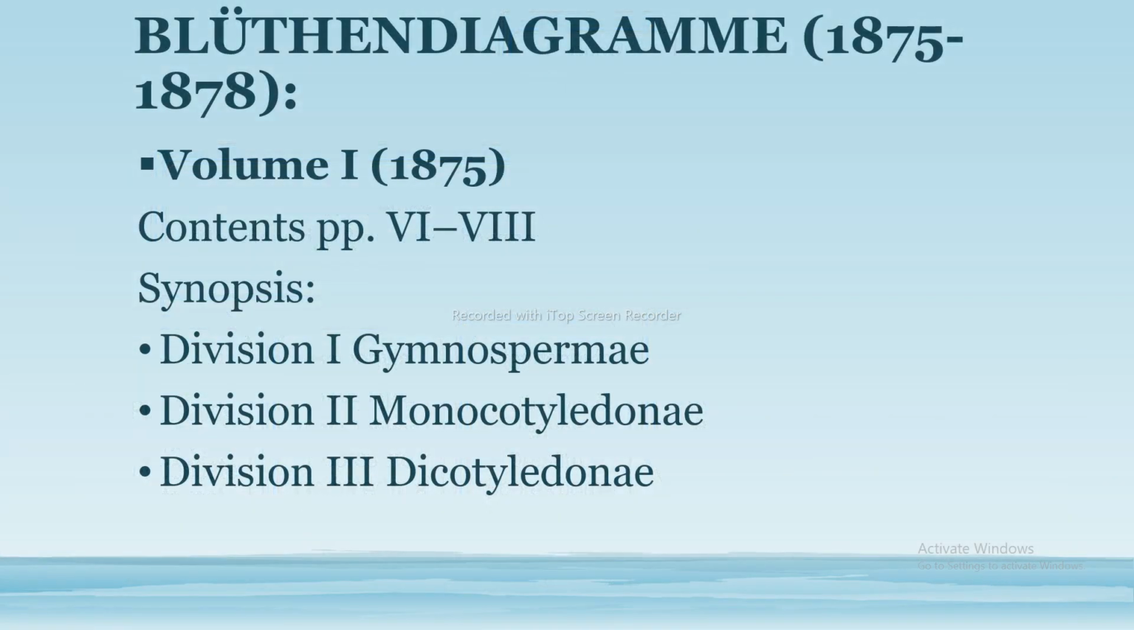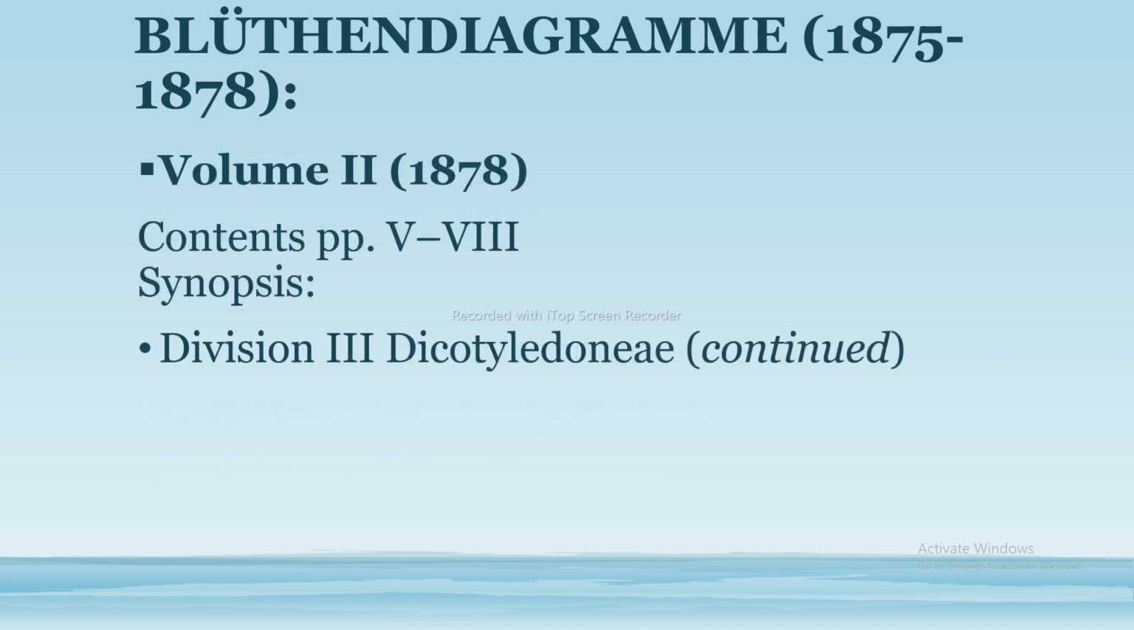Next I am going to discuss Genera Plantarum, by Bentham and Hooker, 1862 to 1883. First volume, Volume 1, 1862. Contents page number 6 to 8. Synopsis: Division 1, Gymnospermy. Division 2, Monocotyledons. And Division 3 is Dicotyledons. Volume 2, 1878. Contents page number 5 to 8. Synopsis: Division 3, Dicotyledons, continued.